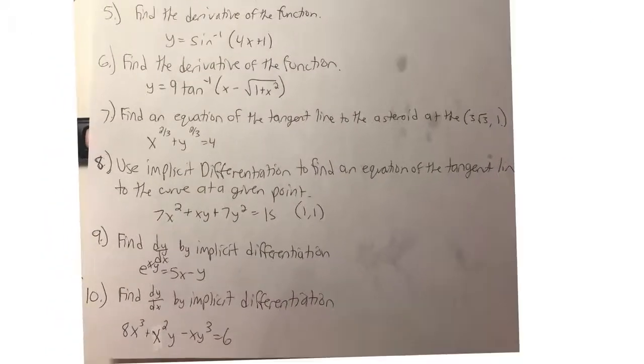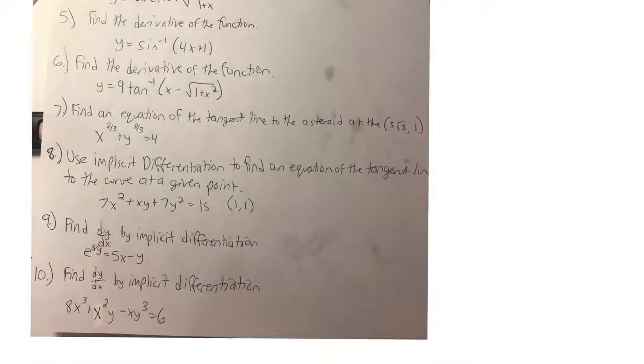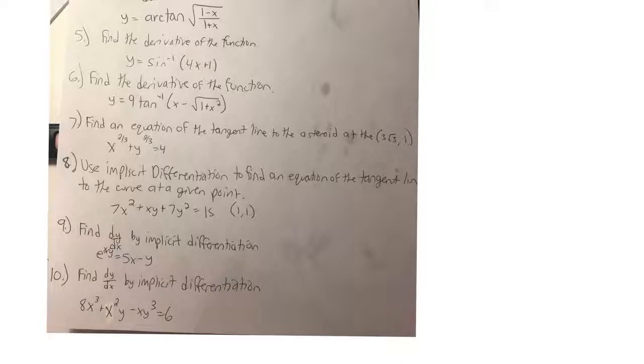All right, looking at this problem, find dy over dx by implicit differentiation. All right, I'm going to assume that that's x over y, all right? Pretty sure it is. So, number 9. E to the x over y equals 5x minus y. Okay, well, we're gonna take the derivative of the whole thing. Let's start with the easy stuff.